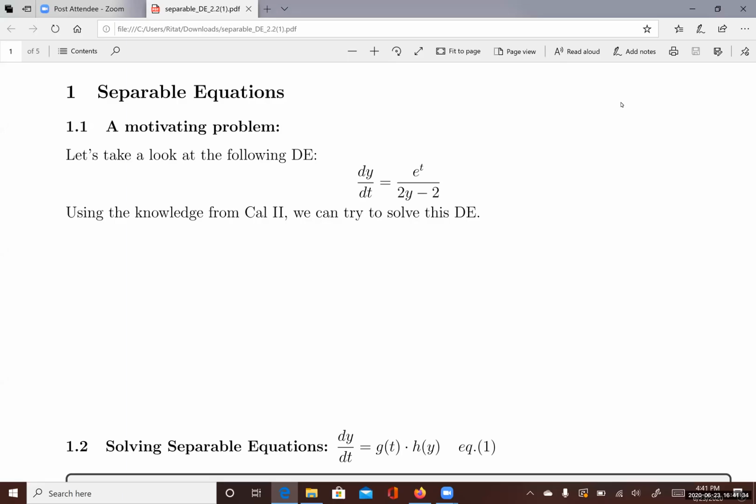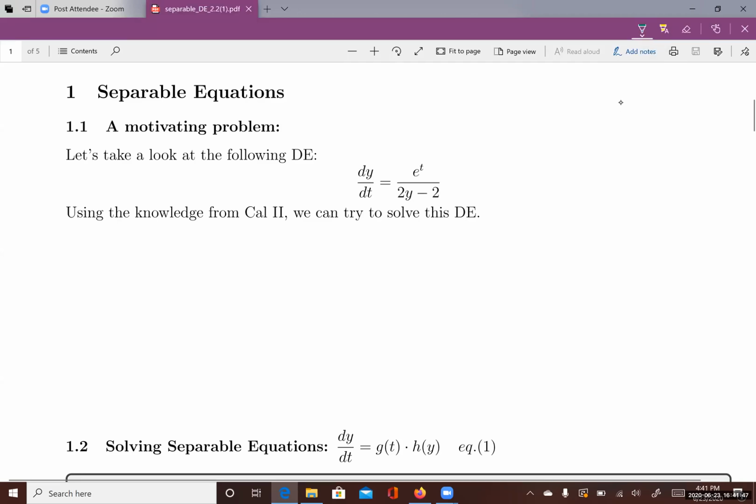This lecture introduces separable differential equations. First, let's look at a motivating problem. If we want to solve the differential equation here, dy over dt equals e to the t divided by 2y minus 2.